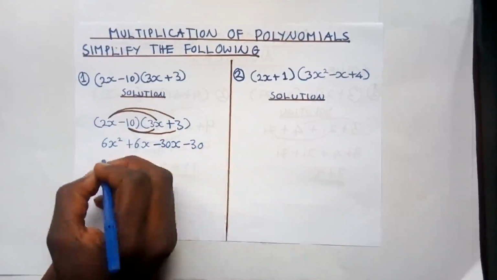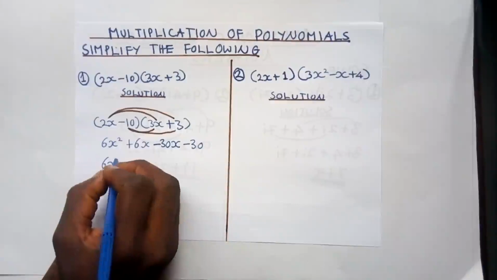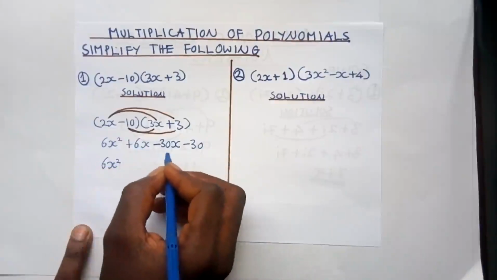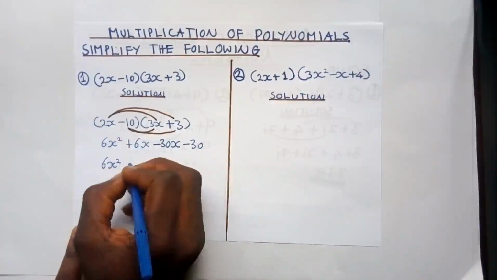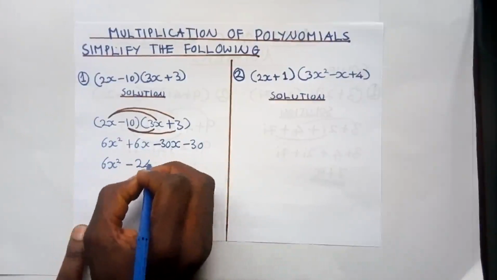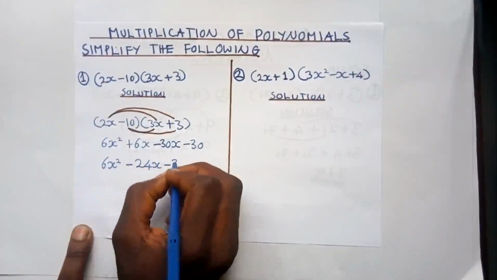So take like terms. 6x squared, 6x minus 30x gives us minus 24x minus 30.